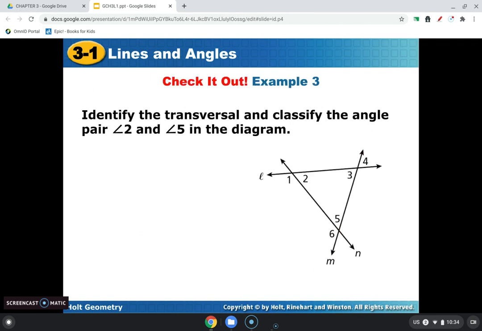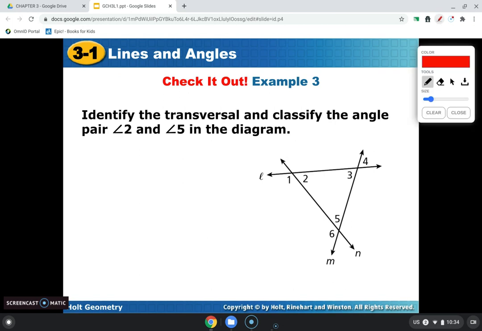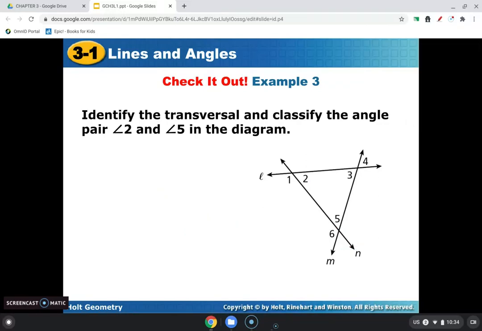All right. 2 and 5. And name the transversal as well. Well, 2 and 5 are here and here. So that's looking like that N would be the transversal. And then what kind of angle pair are 2 and 5? Same side interior. All right, so make sure you understand your lines and your angle pairs for lesson 3-1.